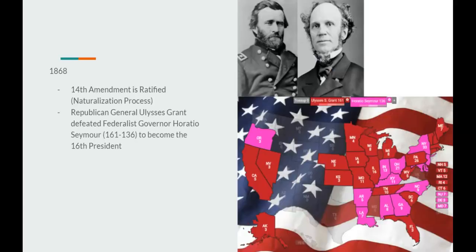Going on to 1868, the Civil War has ended by this point, so good news. The 14th Amendment would be ratified, which established the naturalization process for a U.S. citizen, and the 1868 presidential election, where Republican General Ulysses Grant defeats Federalist Governor Horatio Seymour 161 to 136 to become the 16th president, so Grant still becomes president in this timeline.